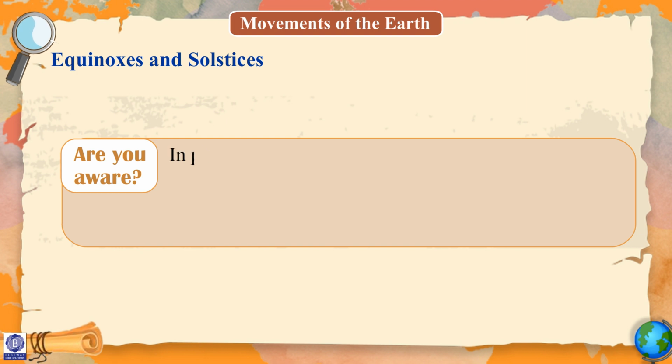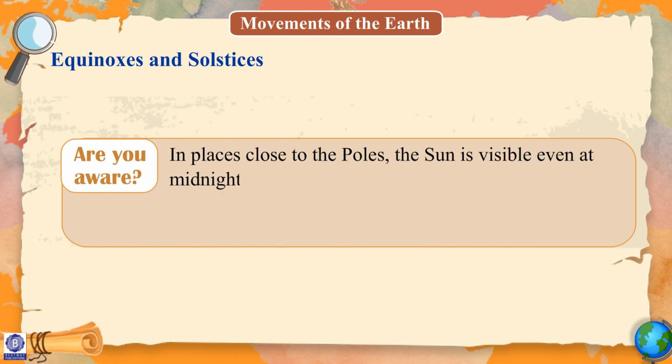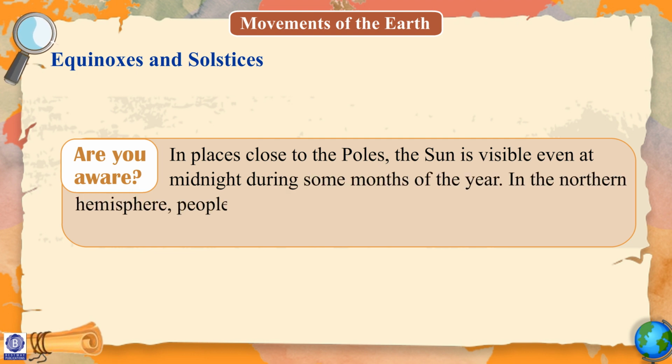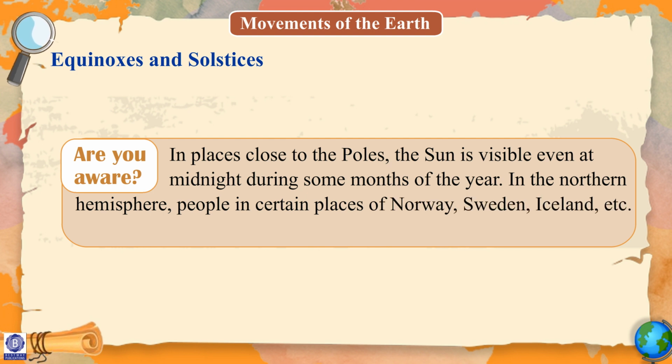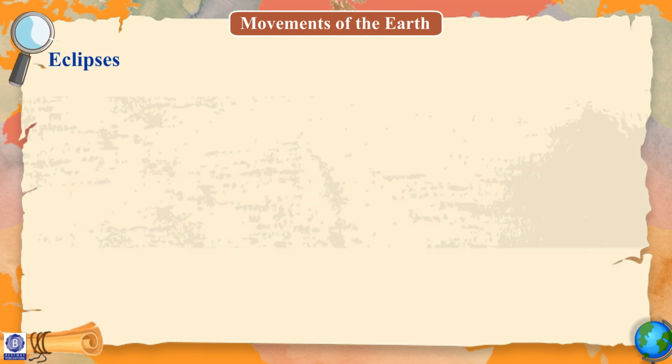Are you aware? In places close to the poles, the sun is visible even at midnight during some months of the year. In the northern hemisphere, people in certain places of Norway, Sweden, Iceland, etc. can see the sun at midnight from May to July.